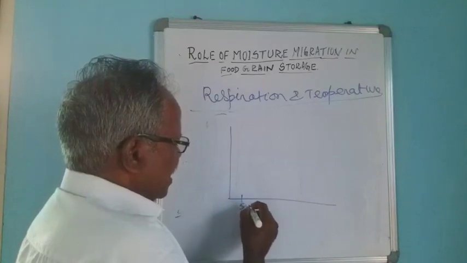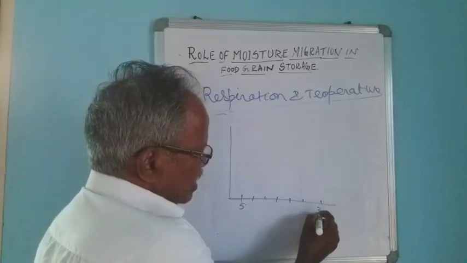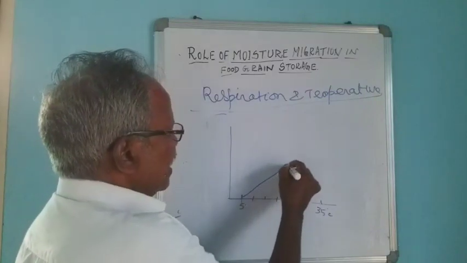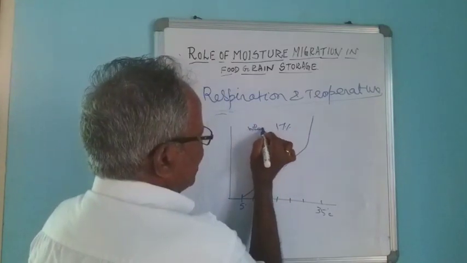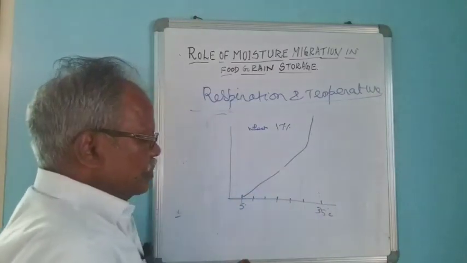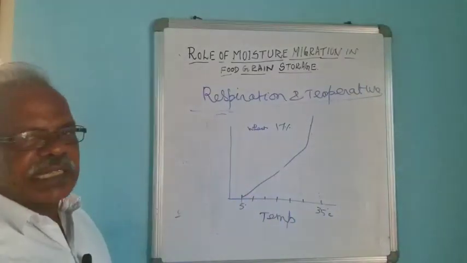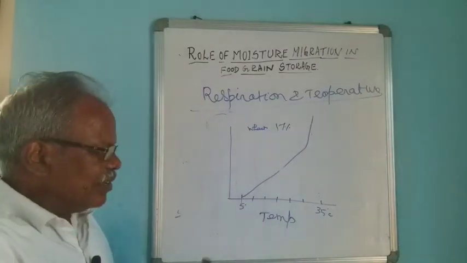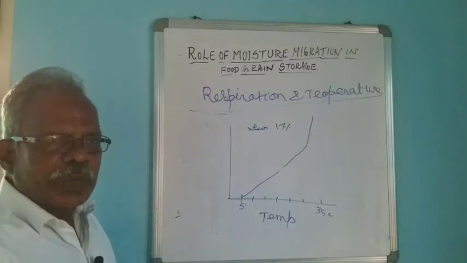This axis is 5 degrees centigrade, 10, 15, 20, 25, 30, 35 degrees centigrade. Now a grain has 17% moisture. Say, for example, wheat has 17% moisture. Then the temperature will rise to 35 degrees centigrade. So when the wheat has more moisture content, naturally the temperature will be higher due to microbial activity as well as respiration.